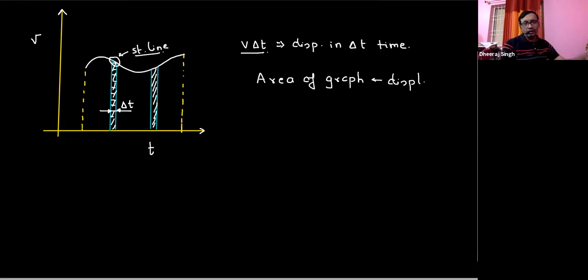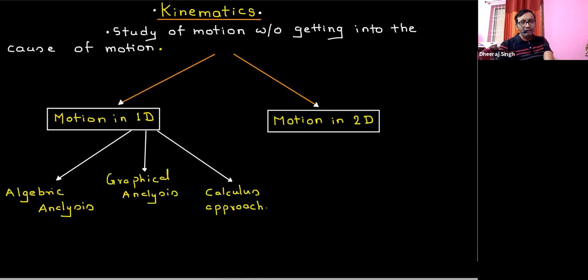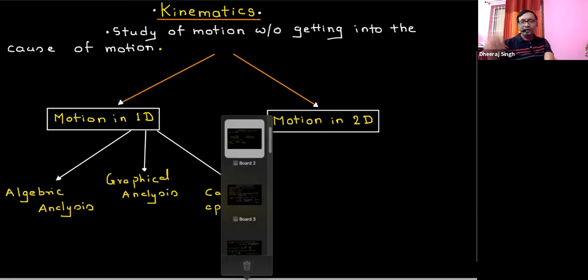Okay. All right. No problem. So we are going to start the next section of the chapter, which is equations of motion. Okay. Write down. So you know that we are doing the graphical part and the algebraic part together. I'll again show you the classification which we have done. We are doing algebraic and graphical analysis together. Calculus approach we will be doing at the end. Fine. And there's one more small topic, which is relative velocity. That also we'll be doing at the end.